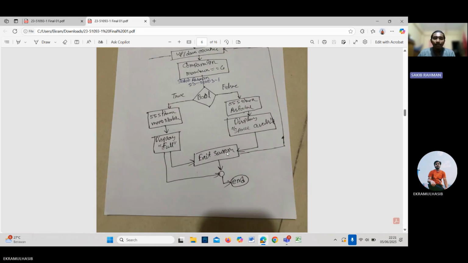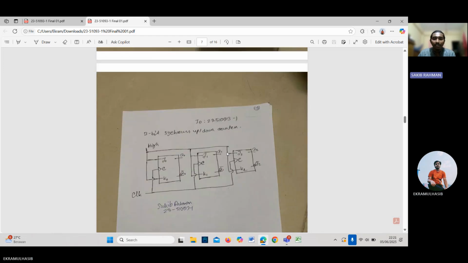And lastly, I have shown a 3-bit asynchronous up-down counter. Here I have used the same clock as a synchronized up-down counter, as all the inputs are high.